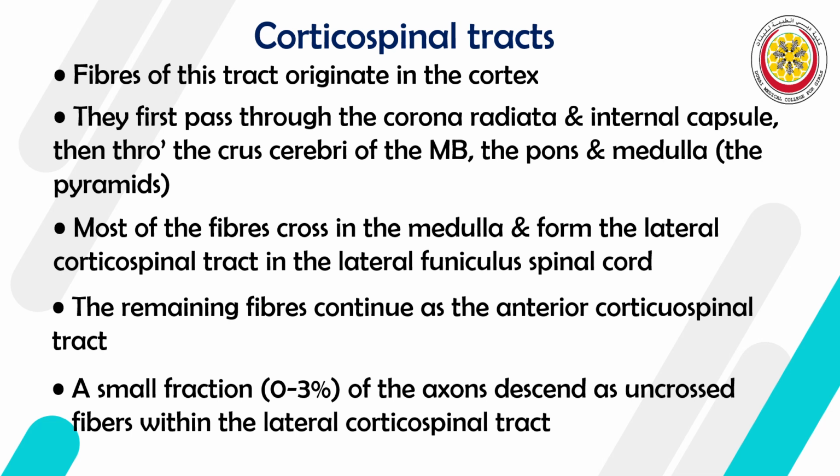Some of the fibers continue also on the right side, but they join the lateral corticospinal tract, not the anterior. Where do the fibers of the lateral corticospinal tract on the right side come from? They come from the left side. And they together make the lateral corticospinal tract, which is a small percent. So the remaining continue as the anterior corticospinal tract. A small fraction, 0.3% to 3% of the axons, descend as uncrossed fibers within the lateral corticospinal.